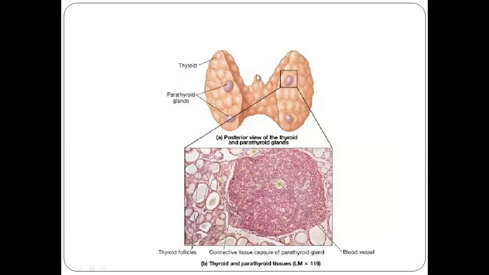This is the posterior surface. This is the isthmus. This is the pyramidal lobe. This is the superior parathyroid. Over the posterior surface, in the middle of the posterior border of the thyroid gland, these are the inferior parathyroids.